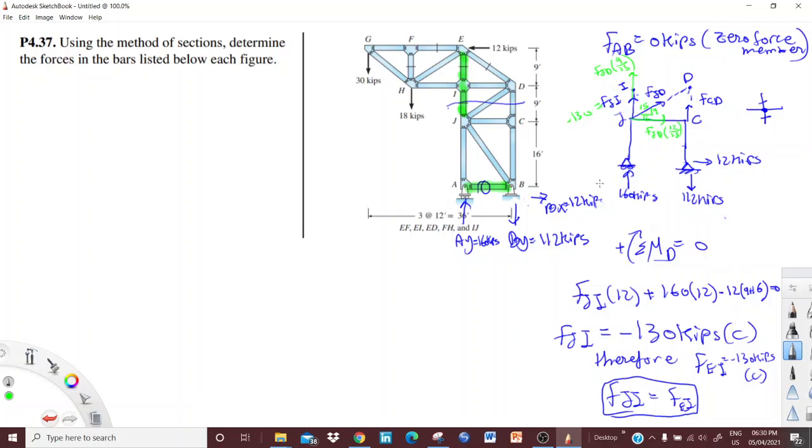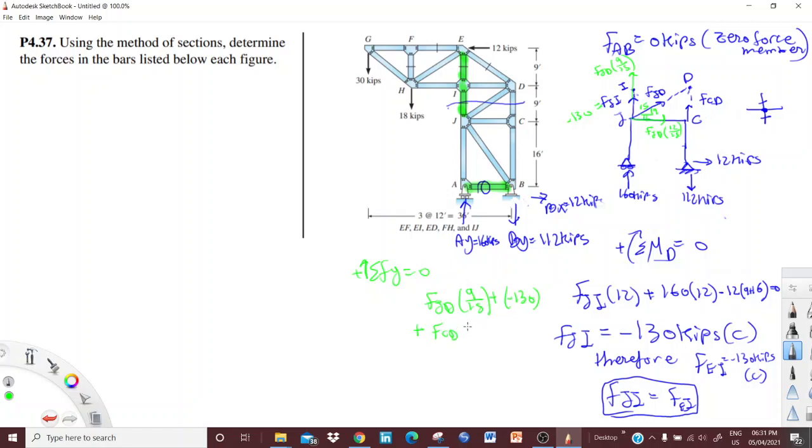So let's find the summation of Fy, equal to 0. Upward force is positive. The upward force is FJD times 9 over 15, plus negative 130. This is an upward force, and don't forget to include FCD. So plus we have here FCD.